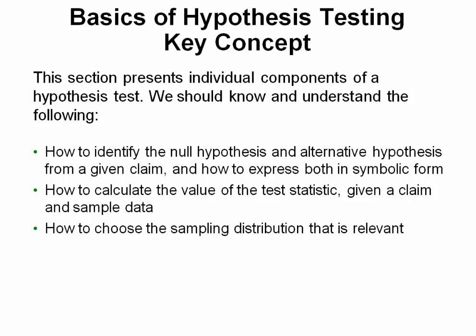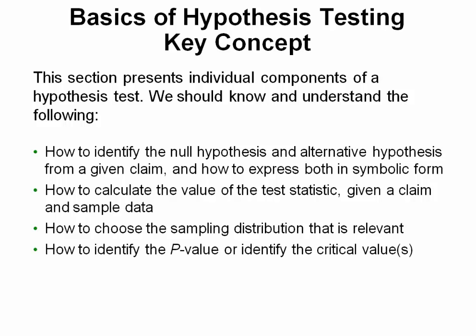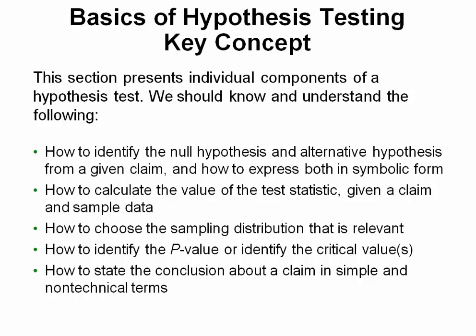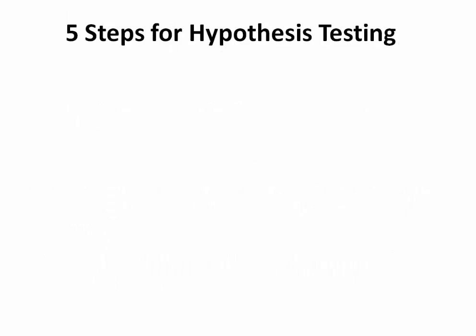We'll also understand if the sampling distribution is relevant. In other words, we've already looked at cases where we had to use a different distribution based on whether or not we know what sigma is or the size of the sample. We're going to talk about p-values, and we will learn to understand that these are things that we've already done when we looked at the normal distribution and in our practice and understanding how to manipulate the normal distribution. And we're going to be able to state conclusion about the claim in simple and non-technical terms. Well, how do we do this?